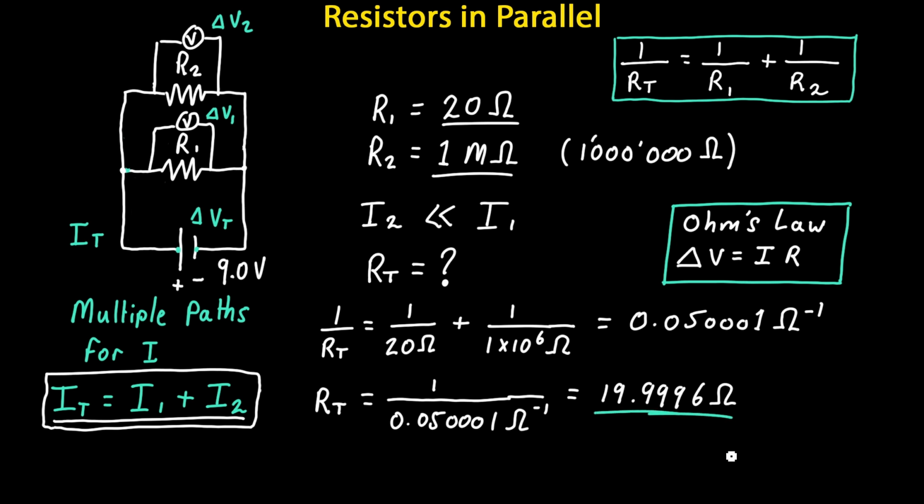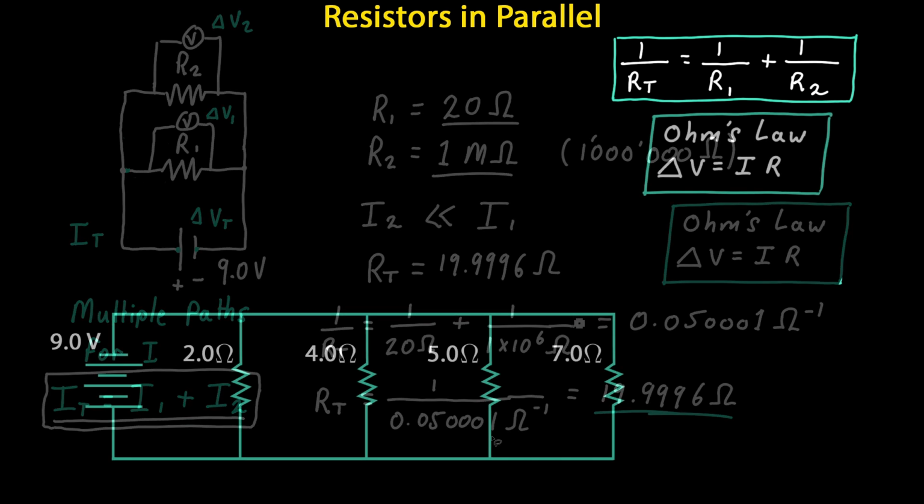Now I've extended the number of decimal places here just to show you that the total resistance in a parallel circuit is always less than the lowest resistance in the circuit, which is 20 ohms in this case. If I'd rounded up this number, the answer would have rounded up to 20 ohms.